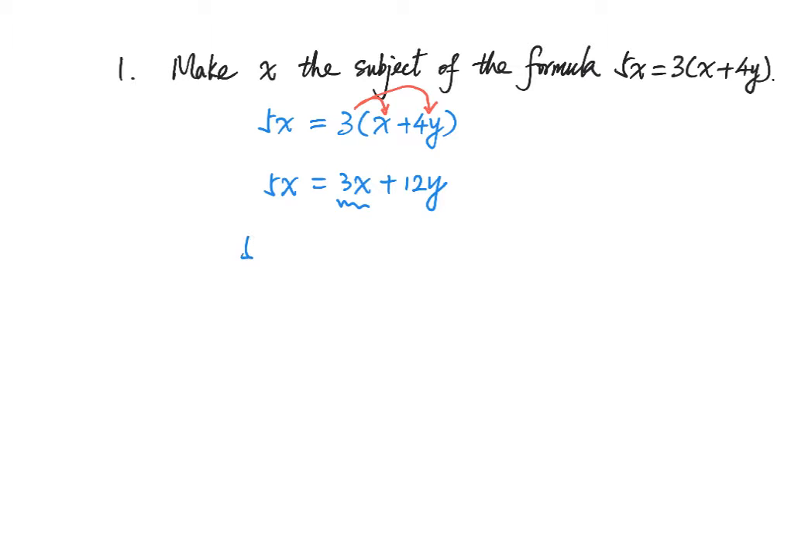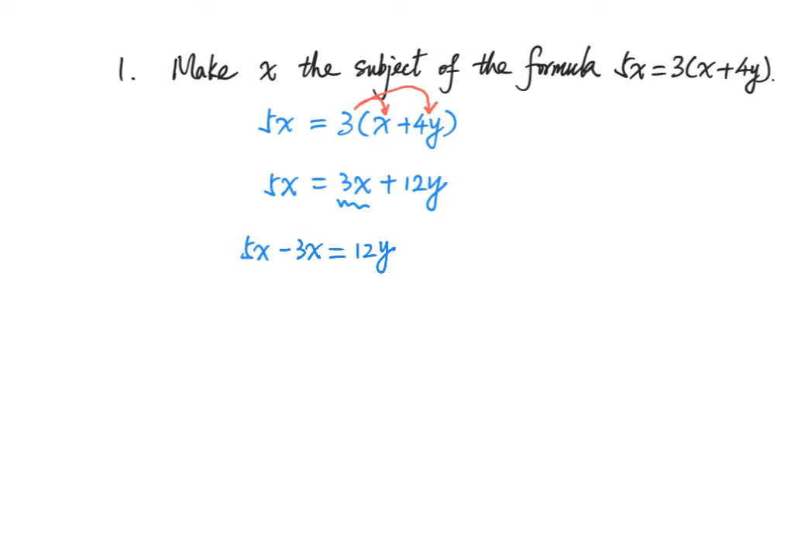5x on the left hand side, we just copy it down. We move the term 3x to the other side, change sign, change operation. Because on the right hand side, the relationship between 3x and 12y is addition. So we do the inverse, subtraction, when we move to the other side. So 5x minus 3x equal to 12y is left on the right hand side.